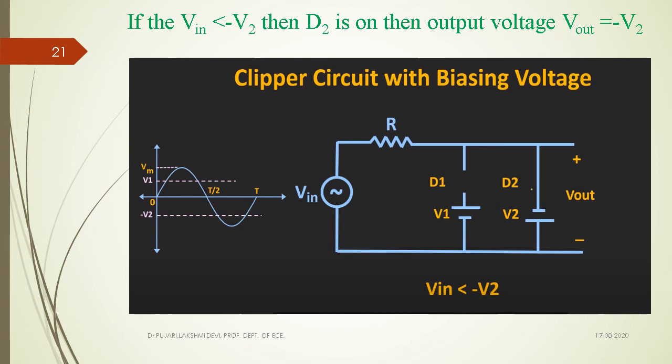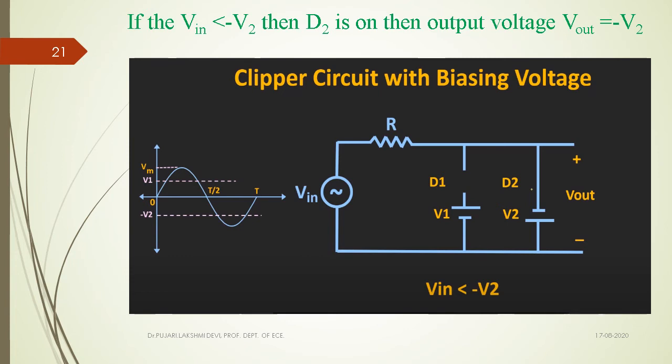Coming to this, whenever the input voltage is lesser than this V2, suppose this is the V2, that is Vin is lesser than minus V2, then this particular diode becomes forward biased. D2 becomes forward biased because the potential of the cathode of diode D2 is lesser than the anode potential of diode D2. If it is forward biased, it acts as a closed switch. So this is the equivalent circuit whenever the input is lesser than minus V2 voltage.